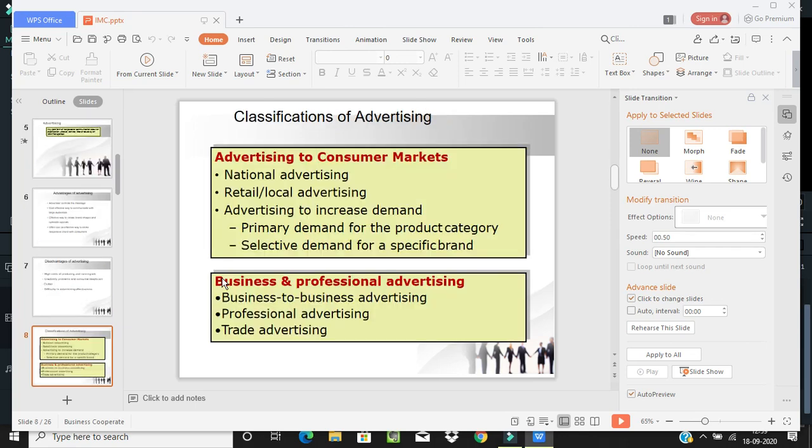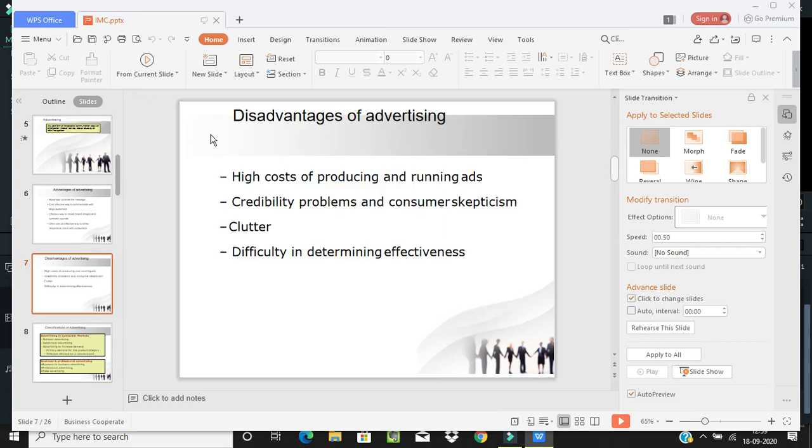Next, classification of advertisement. One more thing here: disadvantages of advertising. What will be there? The high cost of purchasing and running ads. There will be credibility problems and consumer skepticism, and clutter will be there. Difficulty in determining effectiveness. So these are the different ones. See, it is anyhow very high cost for producing and running ads for the company. One by one it is going. For the time being, the advertisement will be given at the time of launching the product. That is very important. And these are the things which you have seen on the screen. You can focus on it.